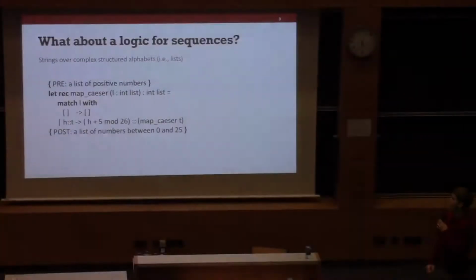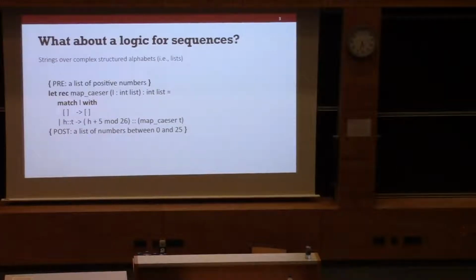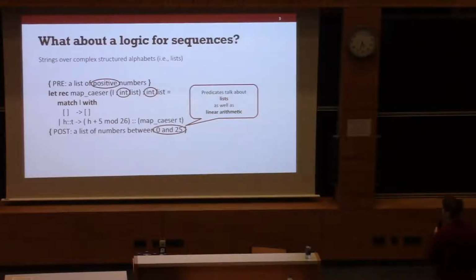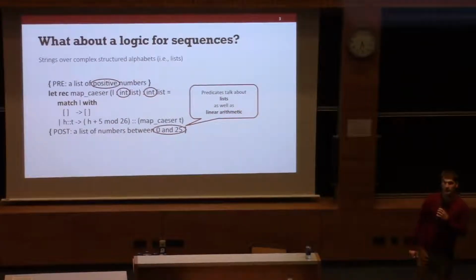program? Well, we might want to say, for example, that if I give it a list of positive numbers, this program returns a list of numbers between 0 and 25. So this seems like a reasonable pre-post condition. The problem is that when I want to write this property, I'm kind of mixing two things.